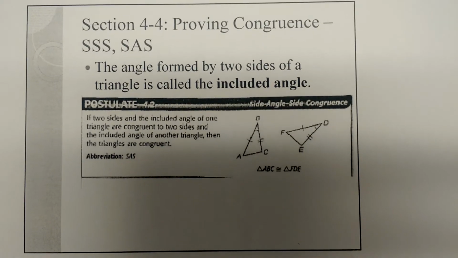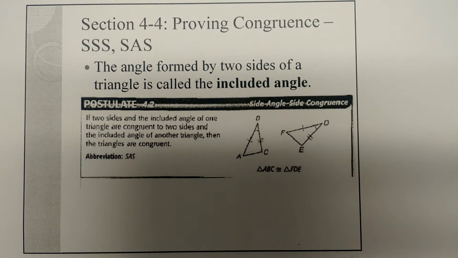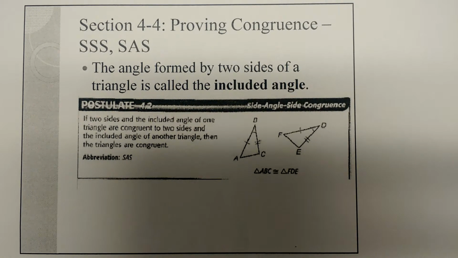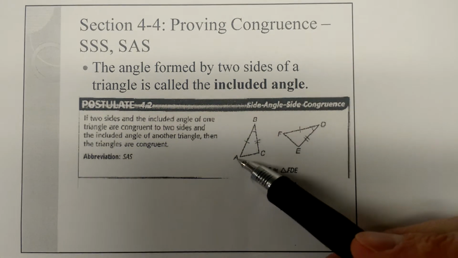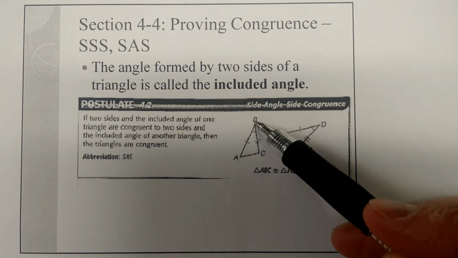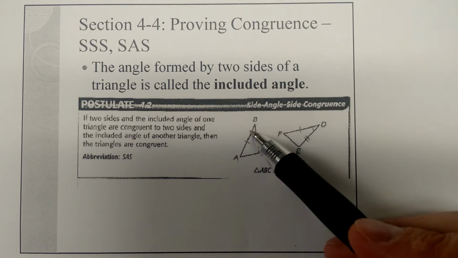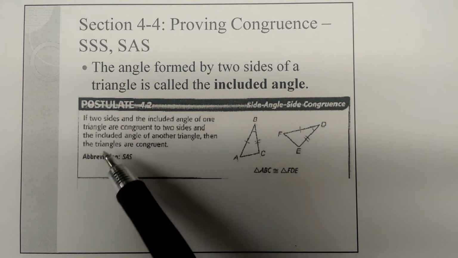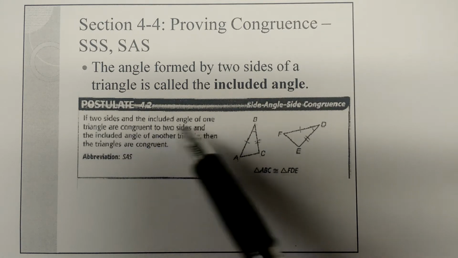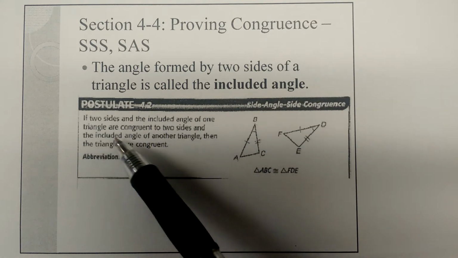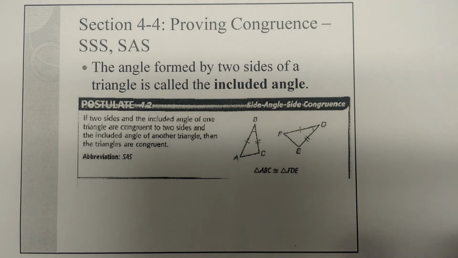So the second postulate for this section is 4.2, which deals with side, angle, side. The angle that's formed by two sides of the triangle is called the included angle. So for example, on this triangle, side AB and side CB, the included angle is B, the angle in between them. So this postulate says if two sides and the included angle on one triangle are congruent to two sides and the included angle of another triangle, then the triangles are congruent.